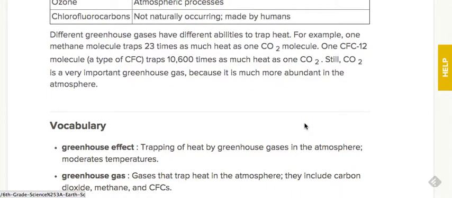Different greenhouse gases have different abilities to trap heat. For example, one methane molecule traps 23 times as much heat as one carbon dioxide molecule. One CFC12 molecule, a type of CFC, traps 10,600 times as much heat as one CO2 molecule. So you can see why if you've got CFCs in the atmosphere, it's going to trap more heat and therefore make the Earth's temperature rise. Still, CO2 is a very important greenhouse gas because it is much more abundant in the atmosphere.